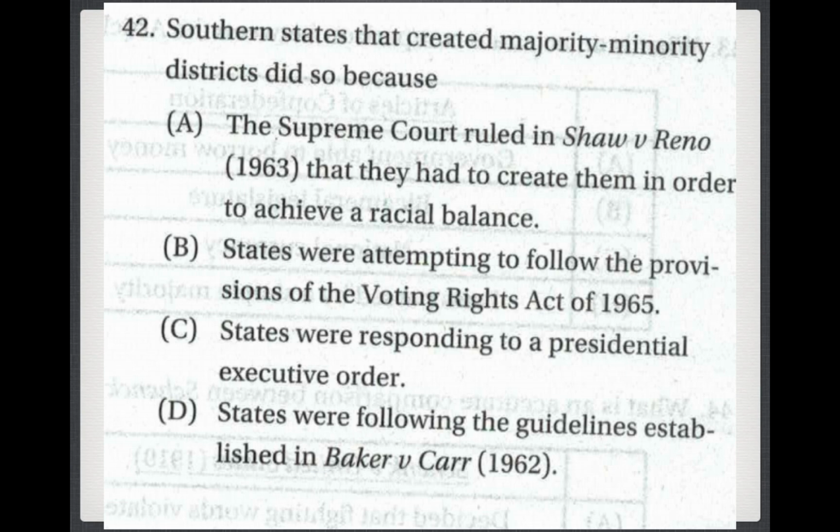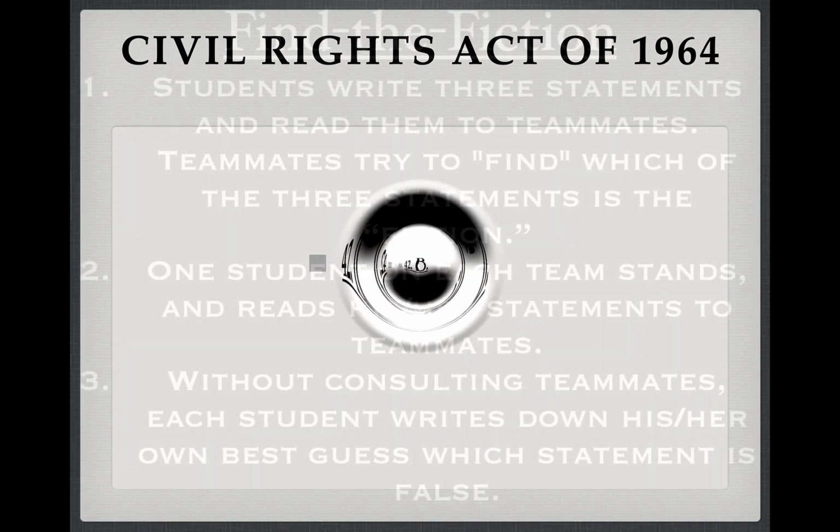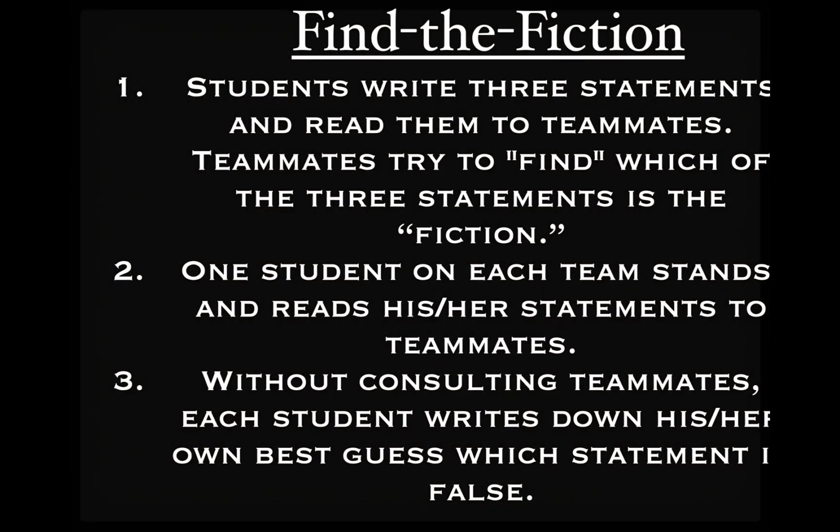And the other case is actually Baker versus Carr, which is one vote, one person, very important to understand. And Shaw versus Reno is the idea that you cannot discriminate based on voting. So let's keep going. And we talked about the Civil Rights Act.